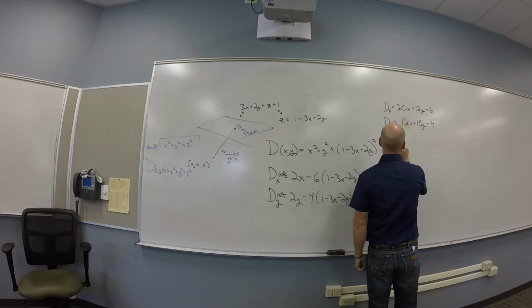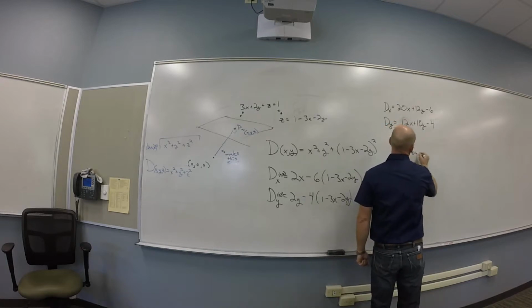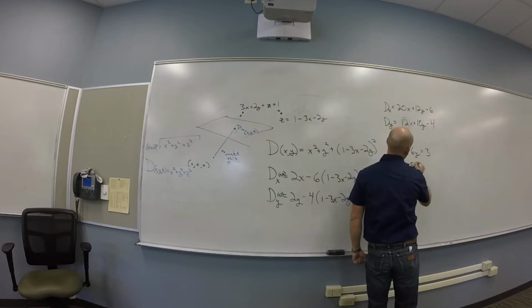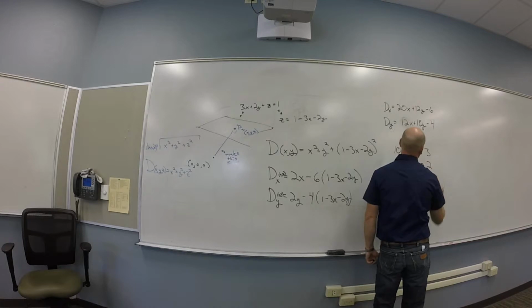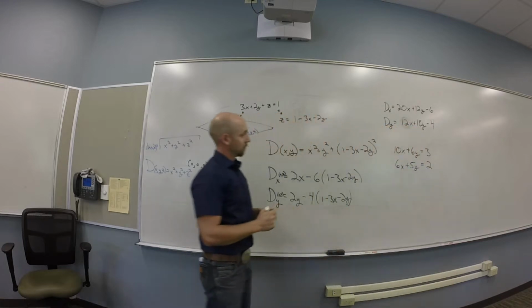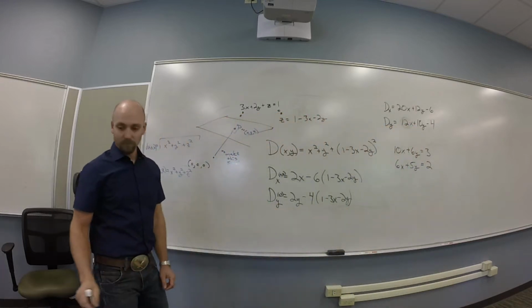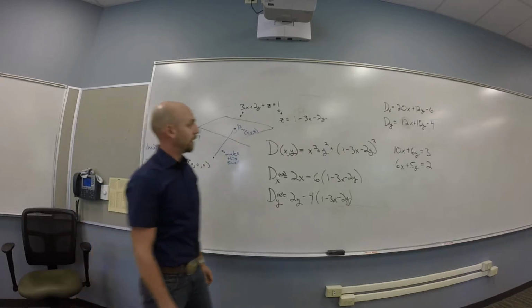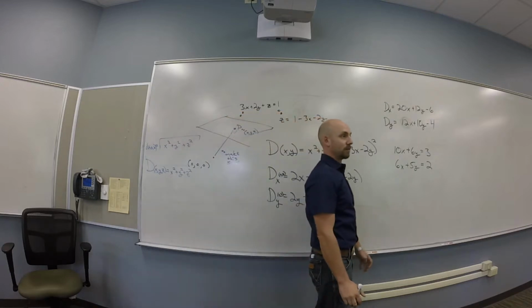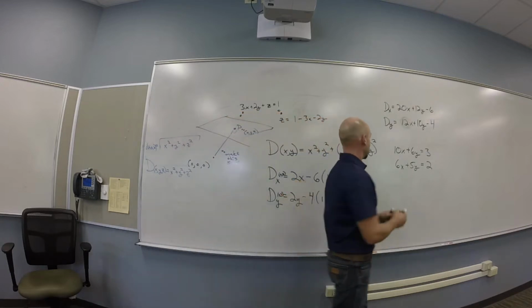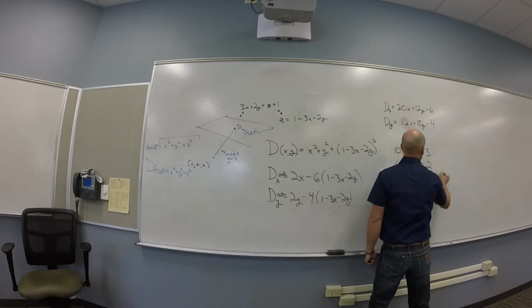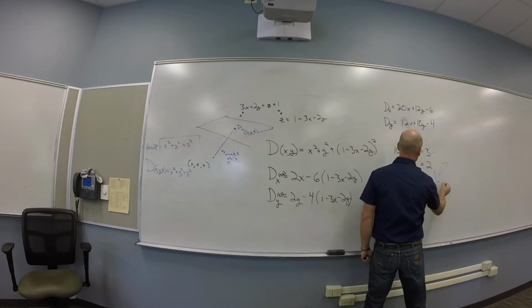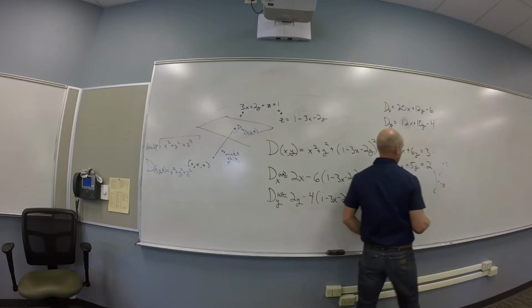Okay, so you got 10x plus 6y is 3, and 6x plus 5y is 2. Yes? And then solve by elimination. So take this guy and multiply by 3. Take this guy and multiply by negative 5.